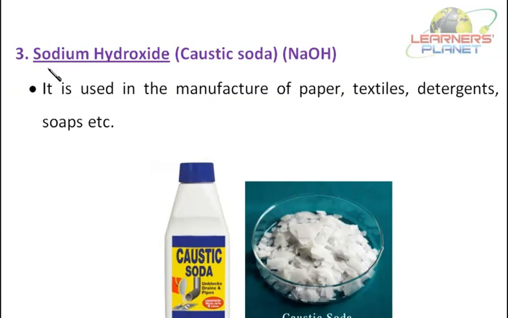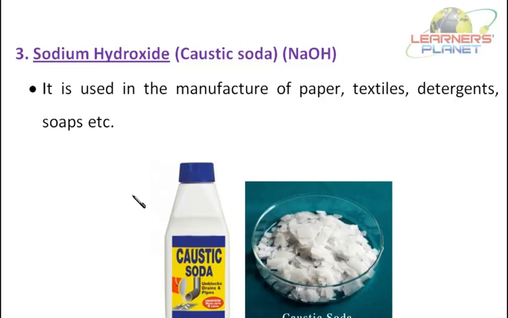There's another base, that is sodium hydroxide. You can't use sodium hydroxide as an antacid. Why? Because sodium hydroxide is a very, very strong base. Okay? So it will neutralize, but it will burn the stomach lining also. So, magnesium hydroxide or milk of magnesia is used as an antacid. Antacid, that is anti-acid. This base, sodium hydroxide, is used in the manufacture of paper, textiles, detergents and soaps. So it is used in their manufacturing.